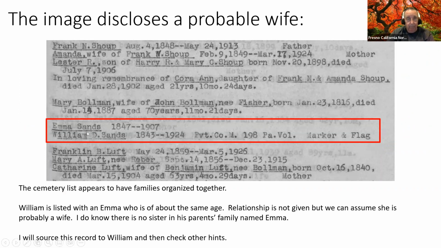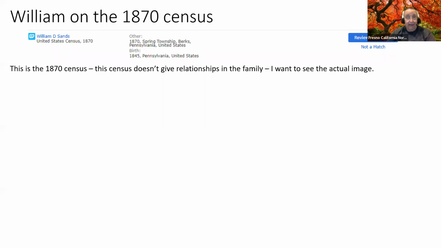And in red here, buried next to each other is a William D. Sands with the age range that I have. He shows that he was a volunteer in the Civil War for Pennsylvania volunteers. And there's an Emma Sands listed with him, born about the same time. Does not say it's his wife, but you would assume it's his wife. Now, just for interest, notice just next to Emma is buried a Mary Bowman. Just remember the surname Bowman. So we need to source this in FamilySearch and see what else we can find.